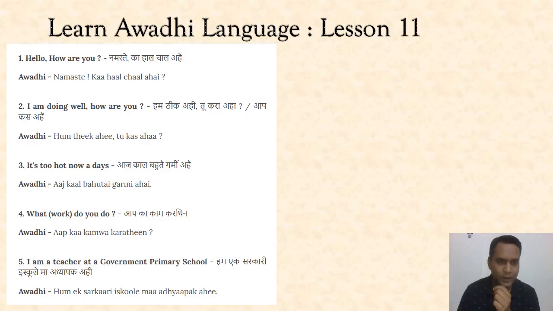It's too hot nowadays. आजकल बहुत गर्मी है. आजकल बहुत गर्मी है. बहुत means it's too much. बहुत means it's hot, and it's too hot. बहुत means it is the next degree of too much. आजकल बहुत गर्मी है. It's too hot nowadays.